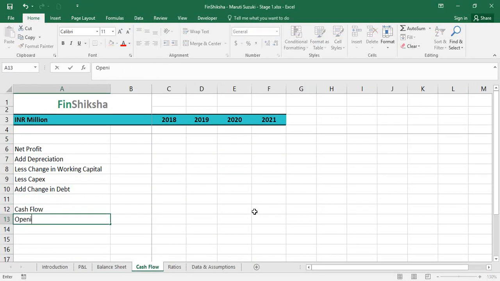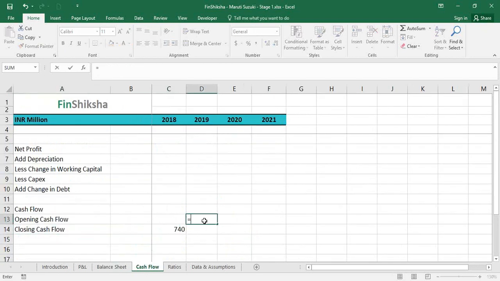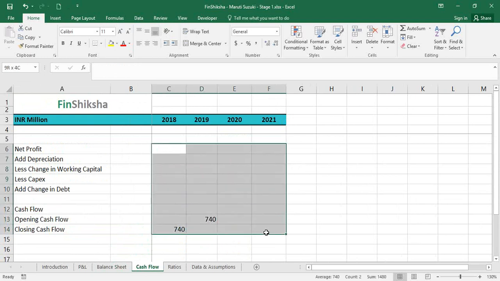We can look at what was the opening cash flow, and then we can find out what is the closing cash flow, right? So for example, last year closing cash flow can be plugged in from the balance sheet, which is 740. This year opening cash flow is going to be 740.